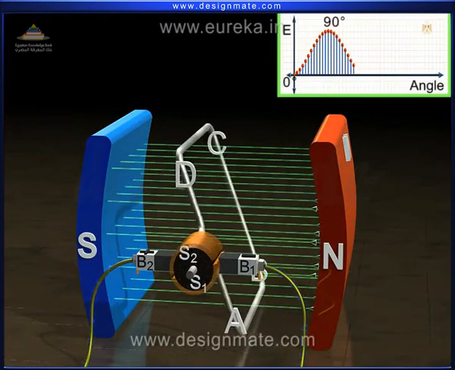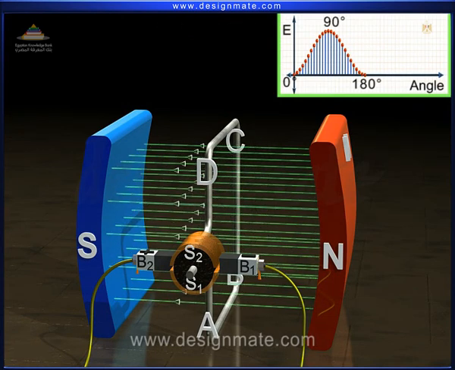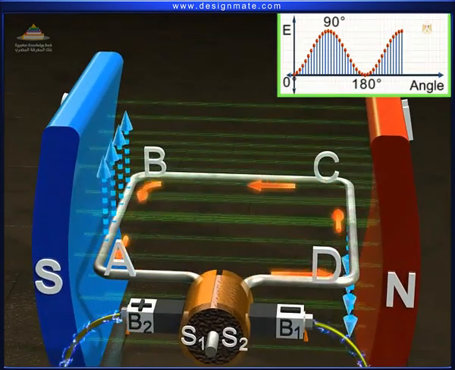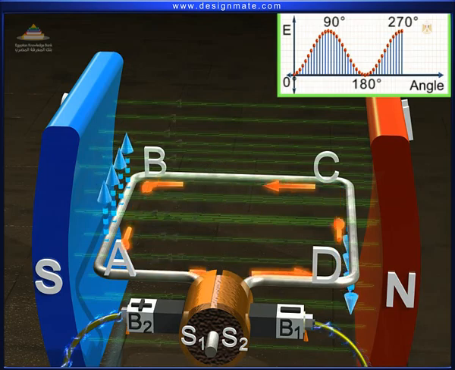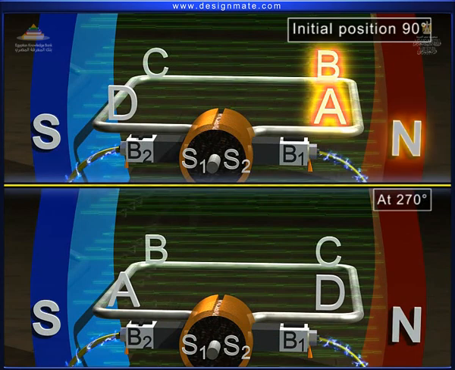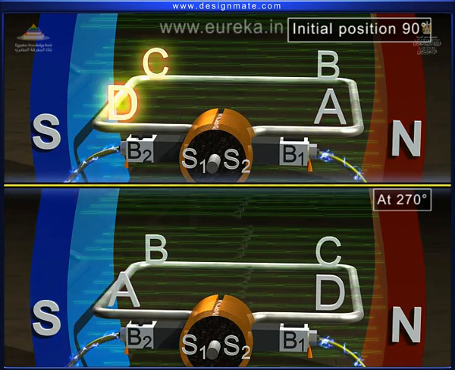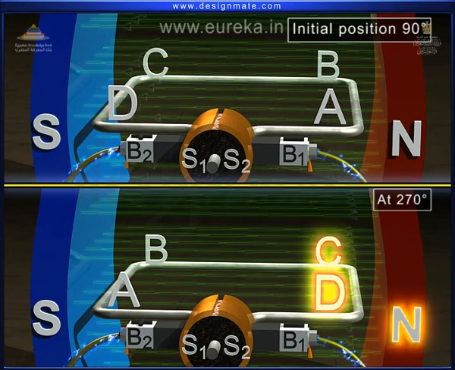But as the coil rotates, it reaches the vertical position, that is 180 degrees. There is no change in flux, and hence, the induced EMF is 0. Again, due to the coil's rotation, the current starts flowing and the coil reaches the horizontal position, that is 270 degrees. Initially, the arm AB was facing the North Pole, but now it faces the South Pole. And also the arm CD, which was initially facing the South Pole, now faces the North Pole.